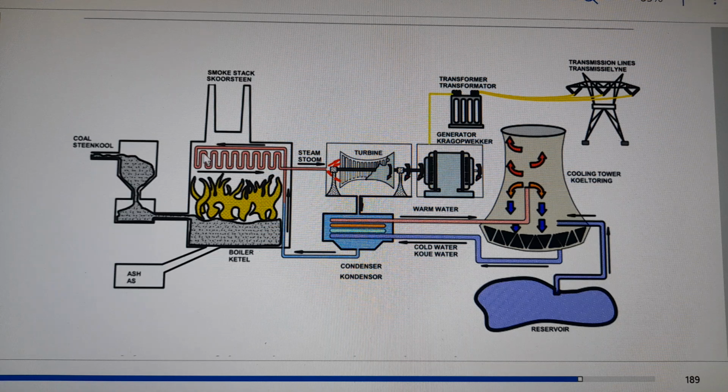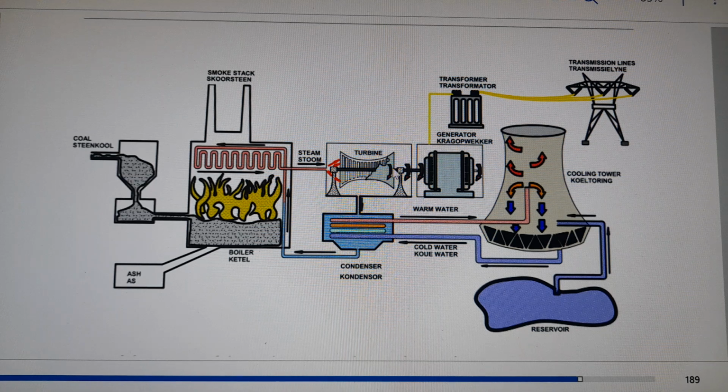So this fire will heat the water inside these boiler tubes. Once this water is heated in such a way that it is converted to steam, this steam will be pressurized and it will move to the turbine. When it comes to the turbine, this steam will turn the turbine. That is mechanical energy. When the turbine turns, we have mechanical energy here.